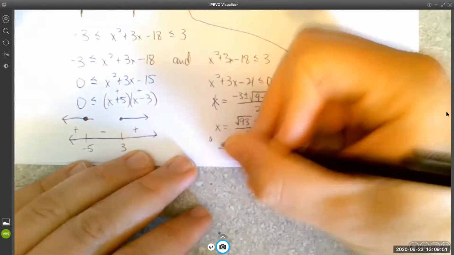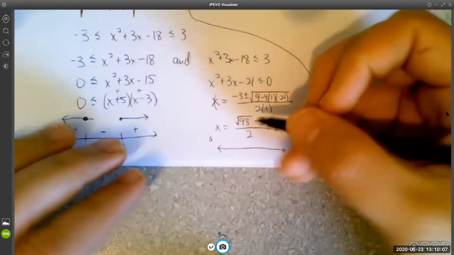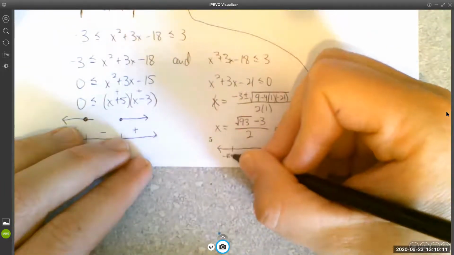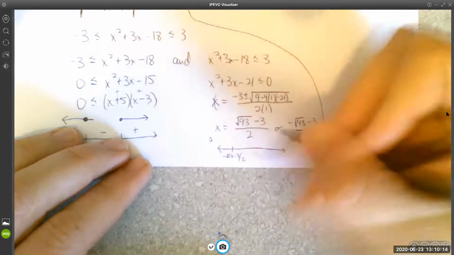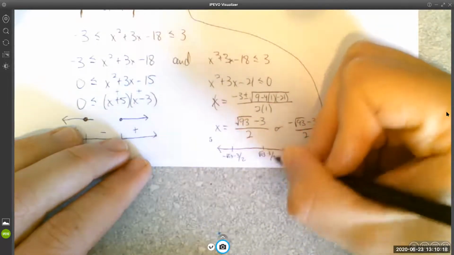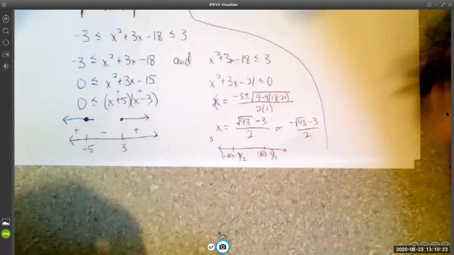From the second one, let's see. Root 93 minus 3 over 2 is approximately 3.3. And then the negative version of that is approximately negative 6.3. So here I've got negative root 93 minus 3 over 2, and here I've got positive root 93 minus 3 over 2. And then I can make sign charts there as well.